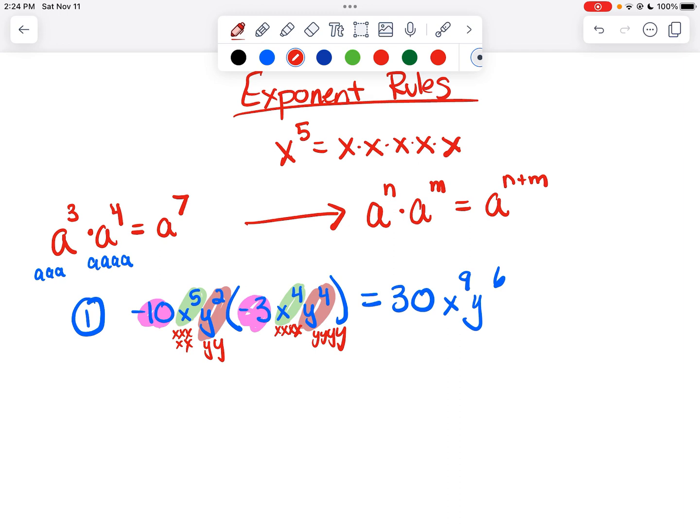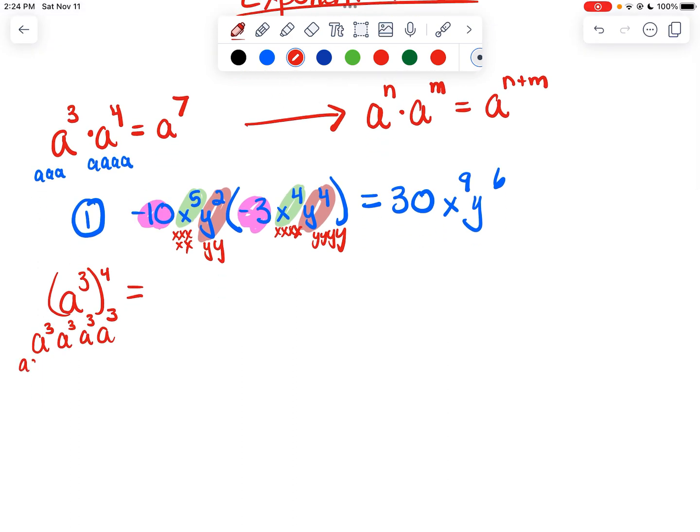Now the second rule we're going to look at: let's say we have a to the 3rd to the 4th power. What does that really mean? We have a to the 3rd, a to the 3rd, a to the 3rd, a to the 3rd. We have it 4 times. If I write this out, that is really a to the 12th. So what is our rule if there's a power? Let's write it with variables. If we have a to the m, to the n power, what is our rule when there are parentheses? We multiply those together.